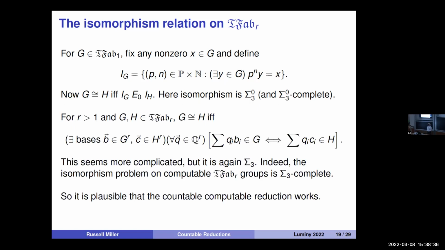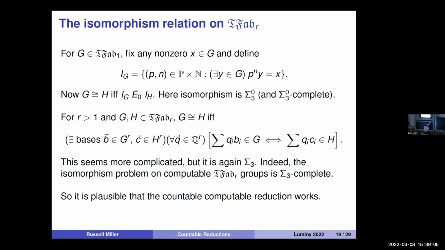As you go further up, r greater than 1, now the issue is you can't just say pick one non-zero element. You have to say pick a basis. And if you just pick two elements at random, it's not obvious whether they're a basis or not. They might be scalar multiples of each other, and that's not in general decidable in the atomic diagram. So that's why it seems harder. Well, it is harder, but on the other hand, it turns out it's still Sigma 3, right?